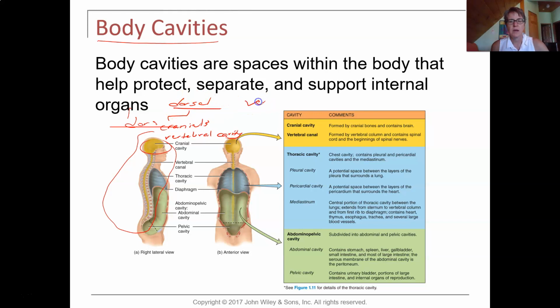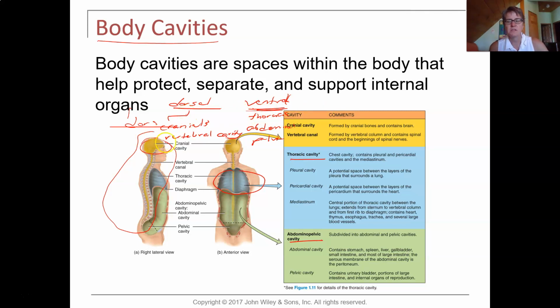And then we have the ventral body cavity, and ventral meaning belly, meaning anterior-ish. Ventral has the thoracic body cavity, and that's why those are blue. So the thoracic body cavity and the abdominal body cavity. Let me just write this in. And then the pelvic body cavity. All right. And those are your ventral body cavities, and you'll be seeing that vocabulary in the lab, right?